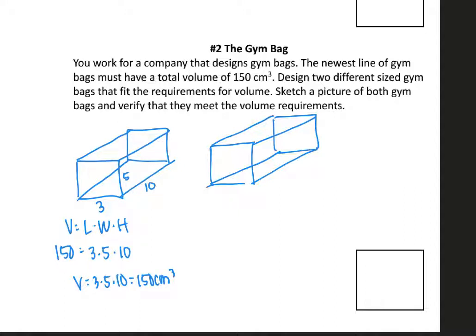And now looking at the second one, we basically have to do the same thing. We need 3 numbers that multiply to make 150. Well, we can multiply 2 times 7.5, that would get us to 15. And then in order to get to 150, we know that we just have to multiply that by 10. So 2 times 7.5 times 10 would give us a volume of 150 centimeters cubed as well.